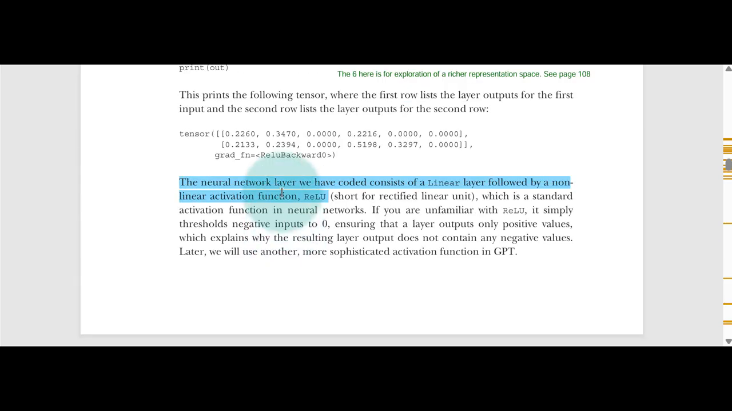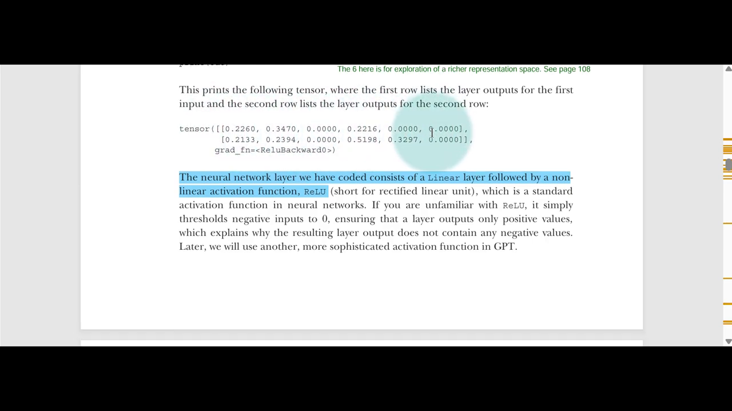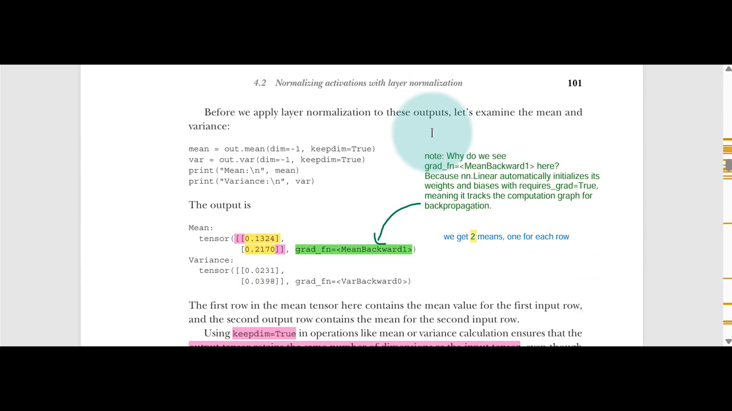So if he was doing it across the rows, then we would get one mean for this, one mean for this, one mean for this, this, and this. We get 6 means. If he's doing it across the columns, or per row, then you'll get just 2, and you'll see that he's just going to get 2. So that's what's happening.